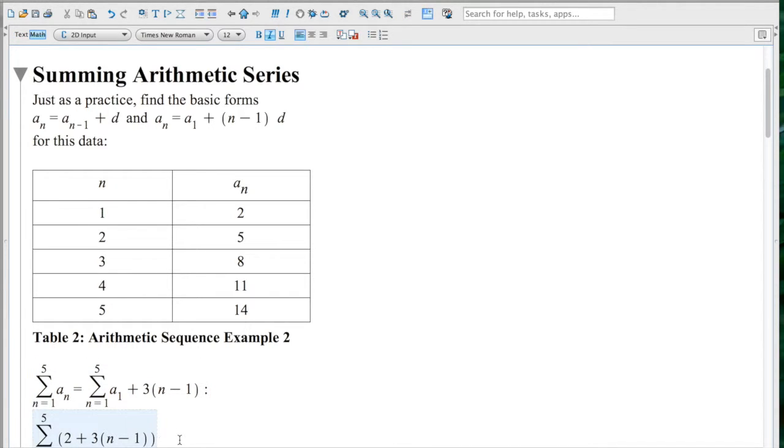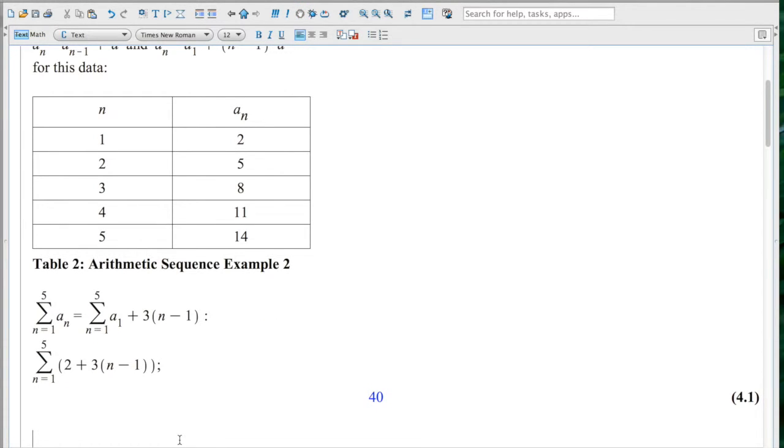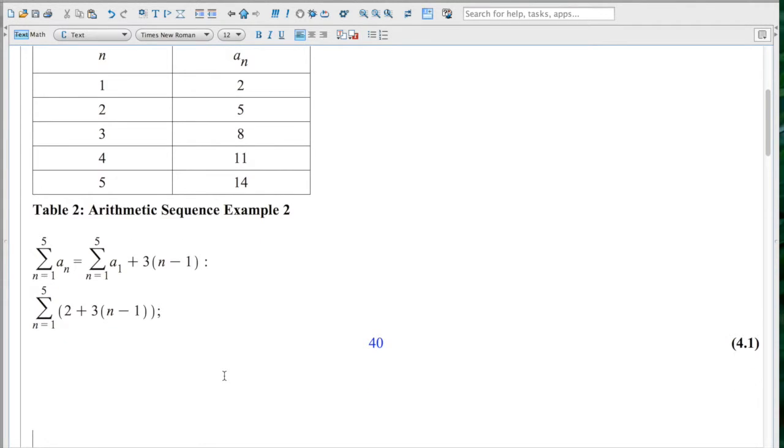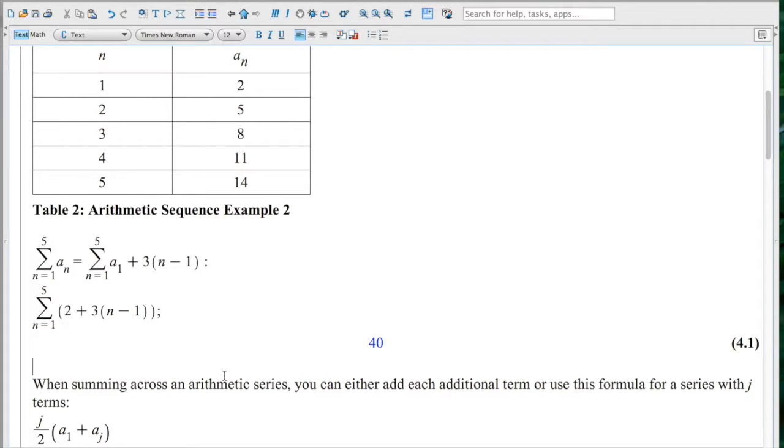So I'm going to ask Maple to evaluate that to make sure we're right. Let's see here. Okay, so Maple says that this is 40. So if we add these numbers up, we got 15, 25, 15 plus 25 is 40. So summing arithmetic series is easy because there's an easy formula, and the formula is very intuitive because it's an average.